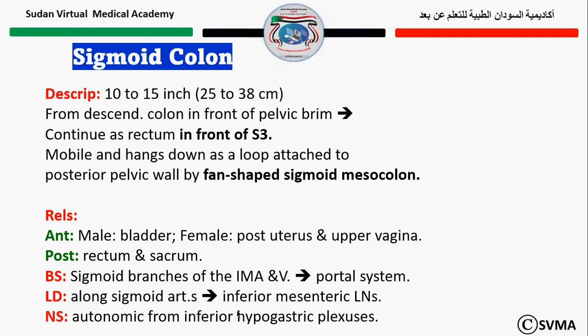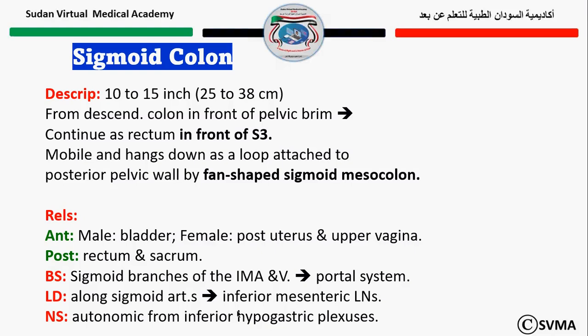So the sigmoid colon is whole. All of the sigmoid colon is in the pelvis. The sigmoid colon is 10 to 15 inches long, and it's easy to measure in inches because you can easily understand or remember 10 to 15.